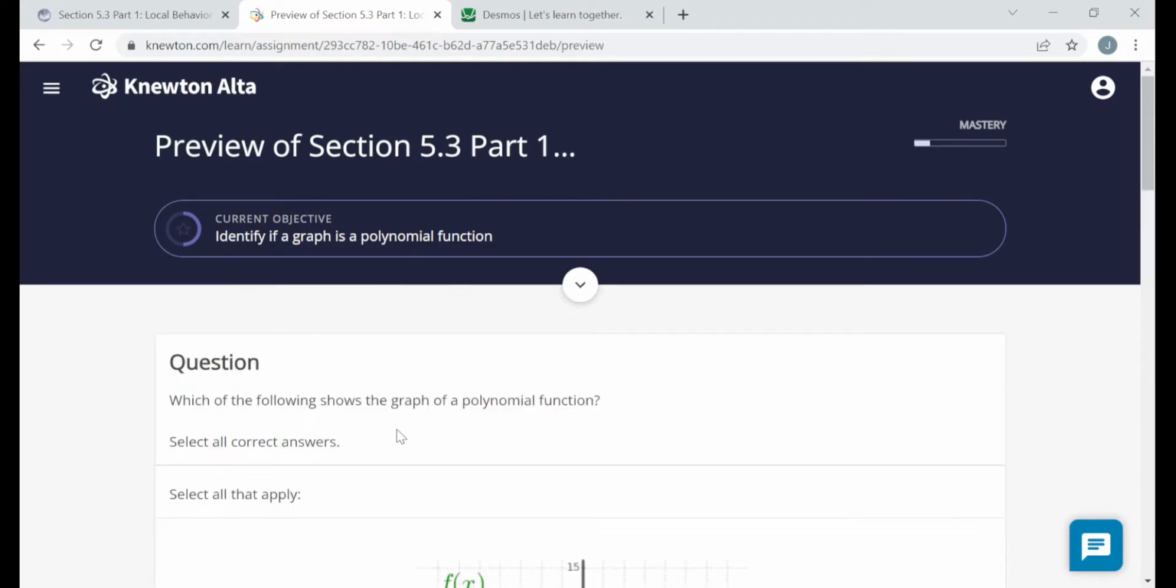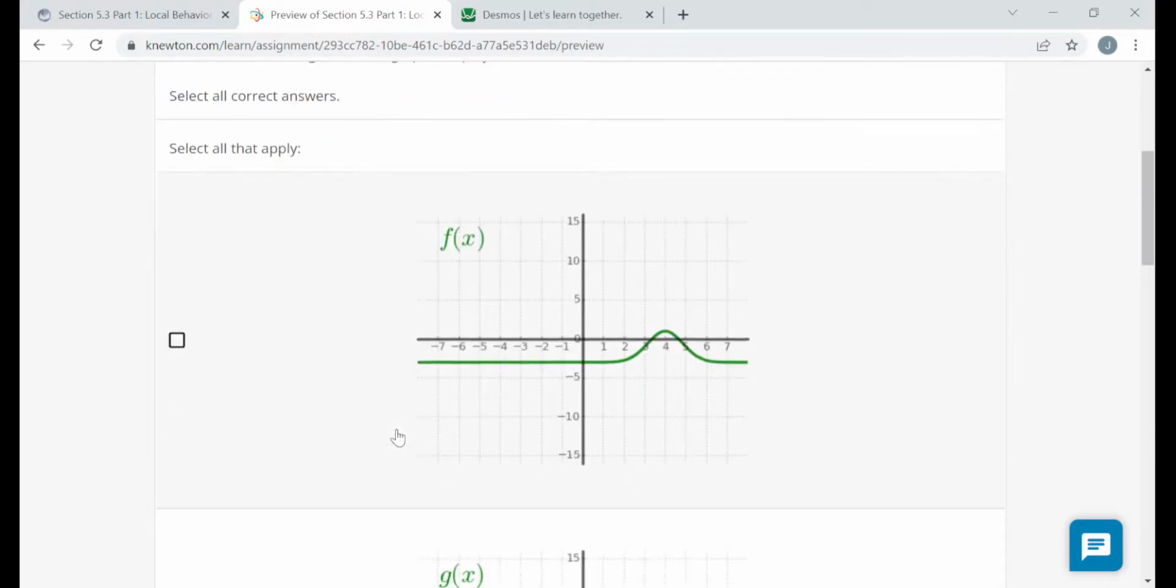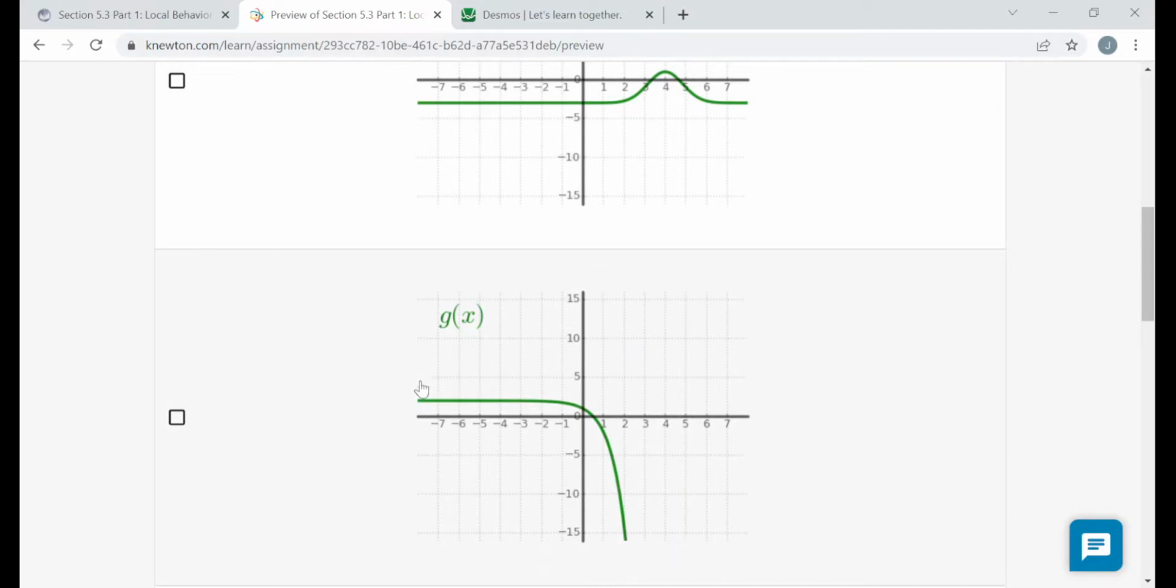So once again, identify the graph of a polynomial function. Now this one has a horizontal asymptote, approaches some horizontal line on the end, so that can't be a polynomial function. Same thing with this one.